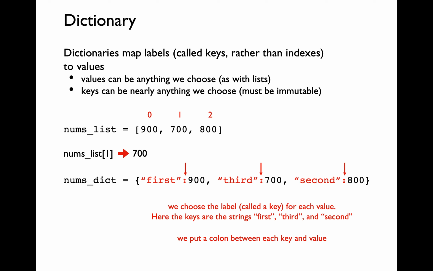Just like we have labels as index positions within the list data structure, we are going to have labels as keys within the dictionary data structure. Observe that we associated the labels as strings with the values here. String first is going to be the key for the item 900. String third is going to be the key for the value 700. And string second is going to be the key for value 800. We can choose any sort of labels as keys as long as they're immutable.